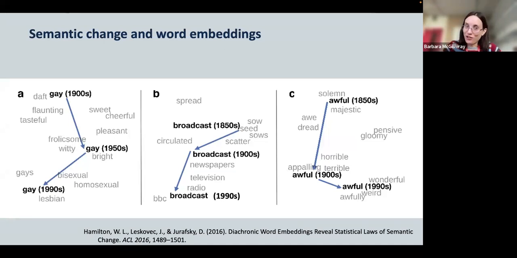So even if you're not a linguist, and I don't expect that many linguists in the audience, I hope you can appreciate the value of this type of research well beyond linguistics in helping us trace cultural changes, also social cultural changes via the analysis of shifts in meaning of words.